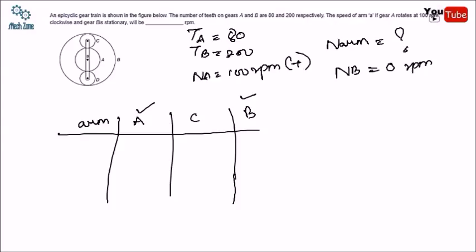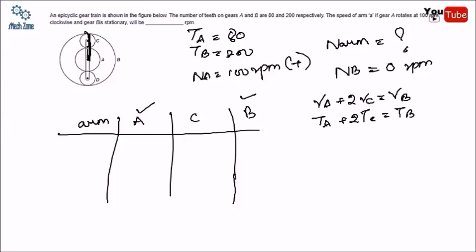So we will find out radius of A plus 2 times radius of C, it is equal to the radius of B. Or teeth of A plus 2 times teeth of C is equal to teeth of B. This is simply the formula that we have already discussed in our lectures. R can be replaced with number of teeth. Because see, this distance plus this whole distance would be equal to the radius of this external B. Okay, this will be used for gear B.